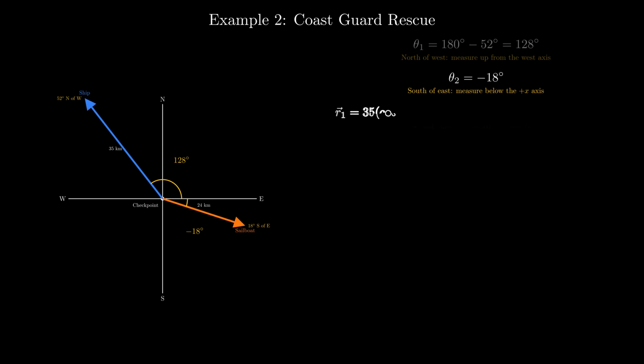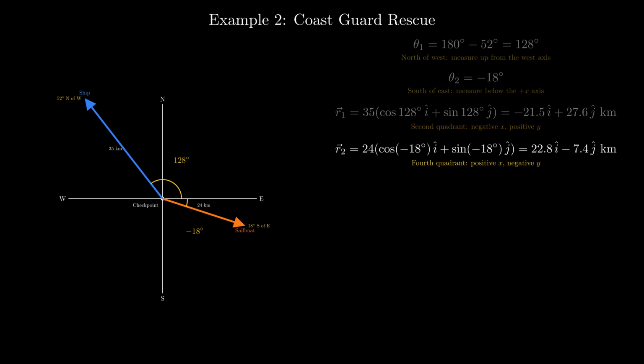Now compute the components. R1 equals 35 times cosine of 128 degrees in x and 35 times sine of 128 degrees in y. That gives negative 21.5 kilometers times i hat plus 27.6 kilometers times j hat. R2 equals 24 times cosine of negative 18 degrees in x and 24 times sine of negative 18 degrees in y, which gives 22.8 kilometers times i hat minus 7.4 kilometers times j hat.